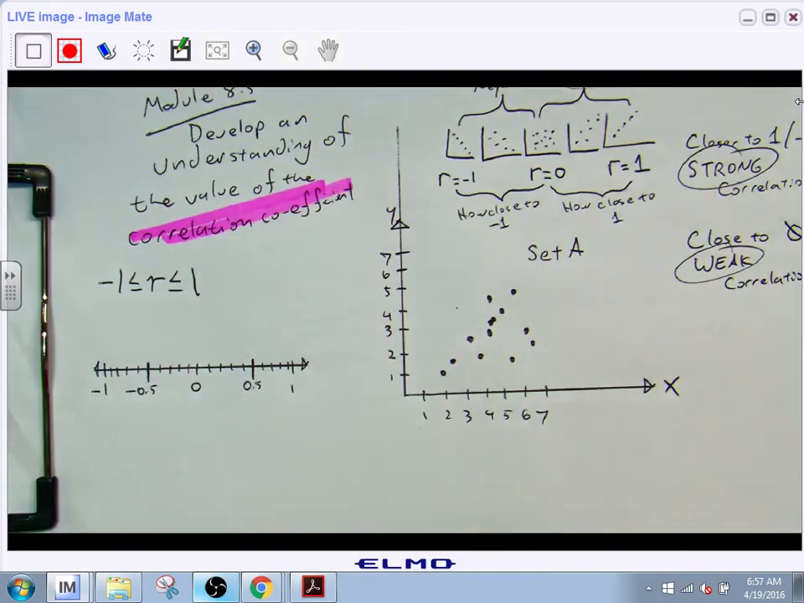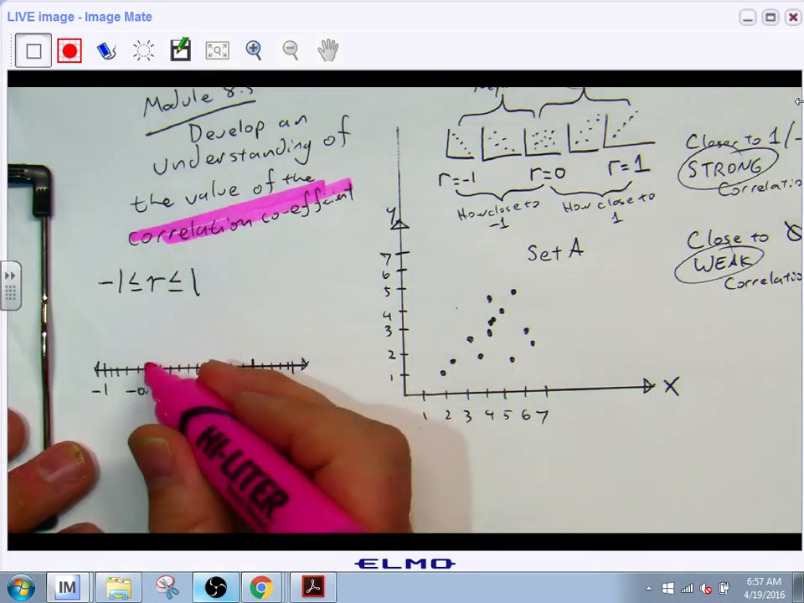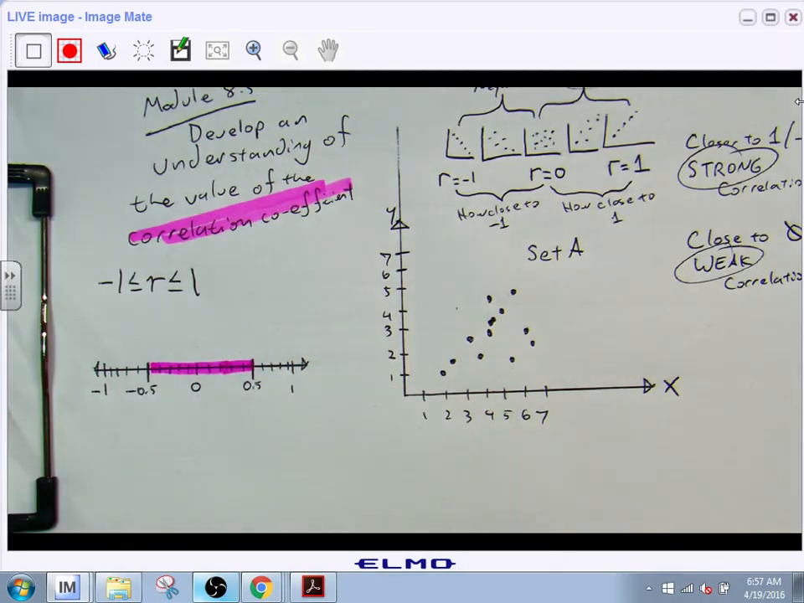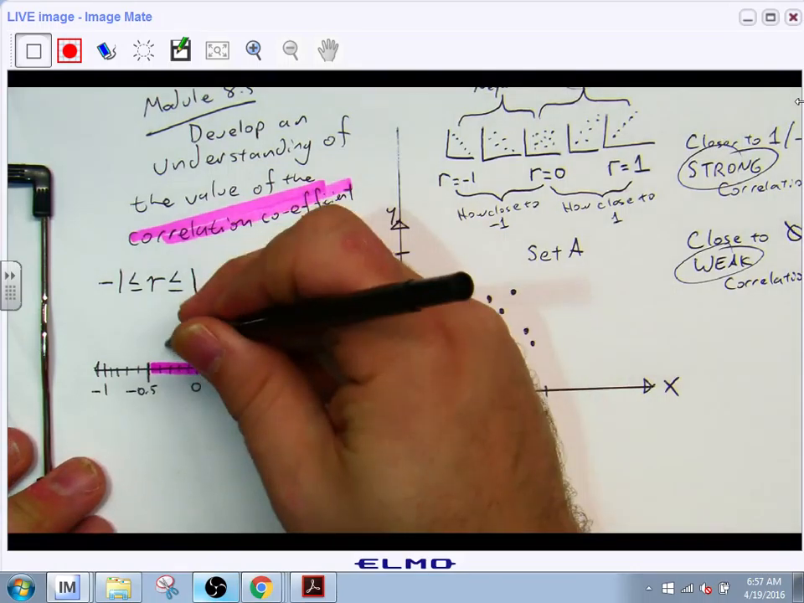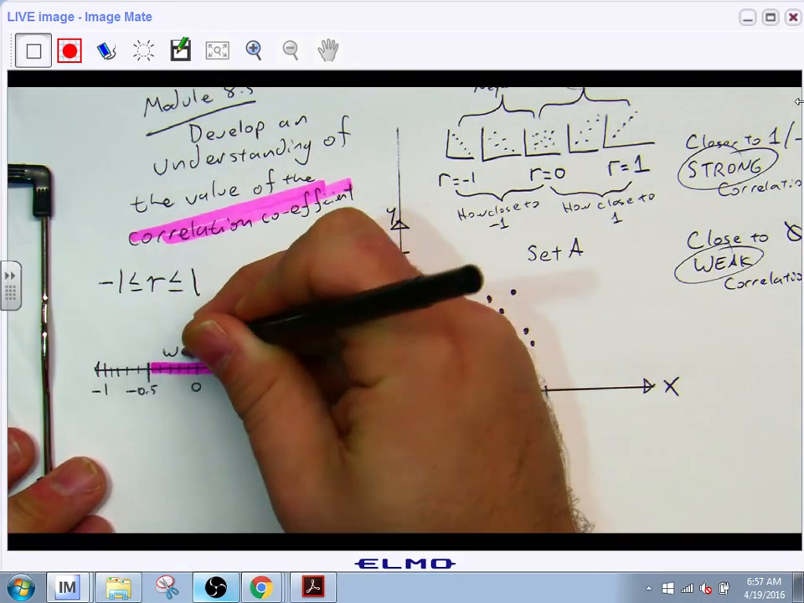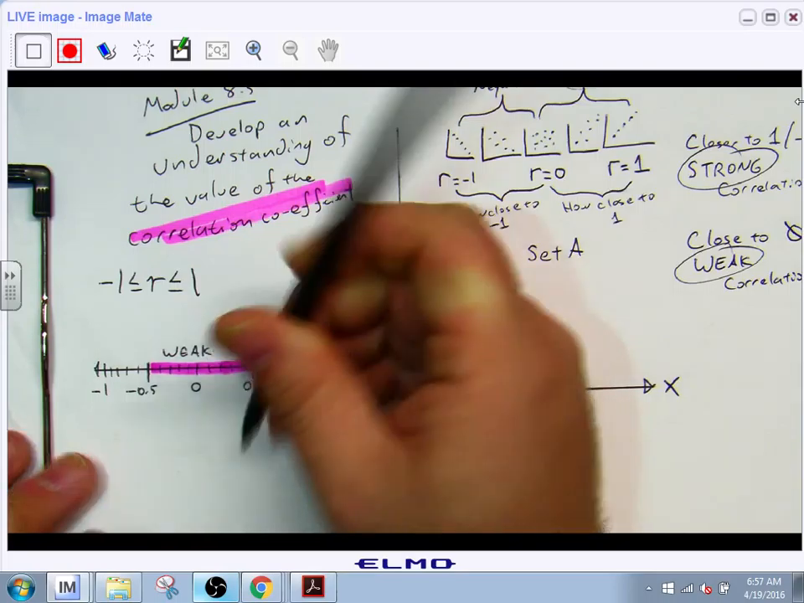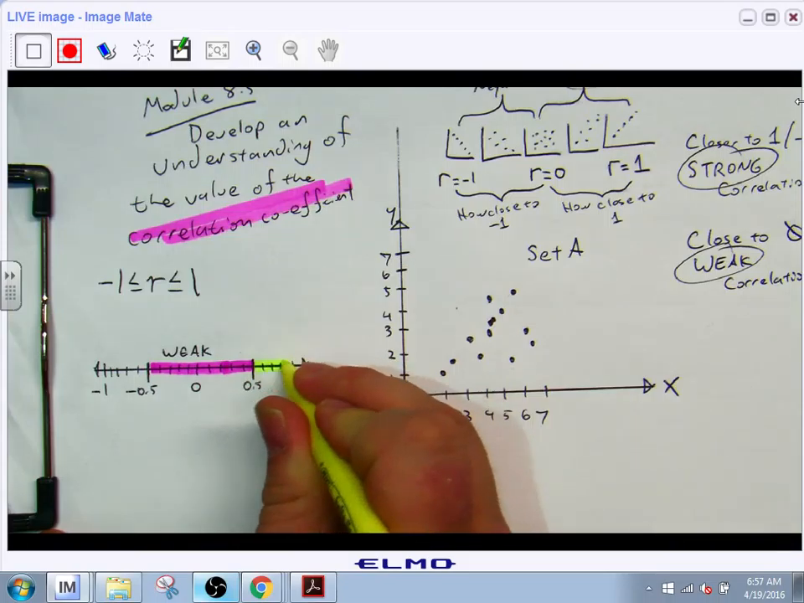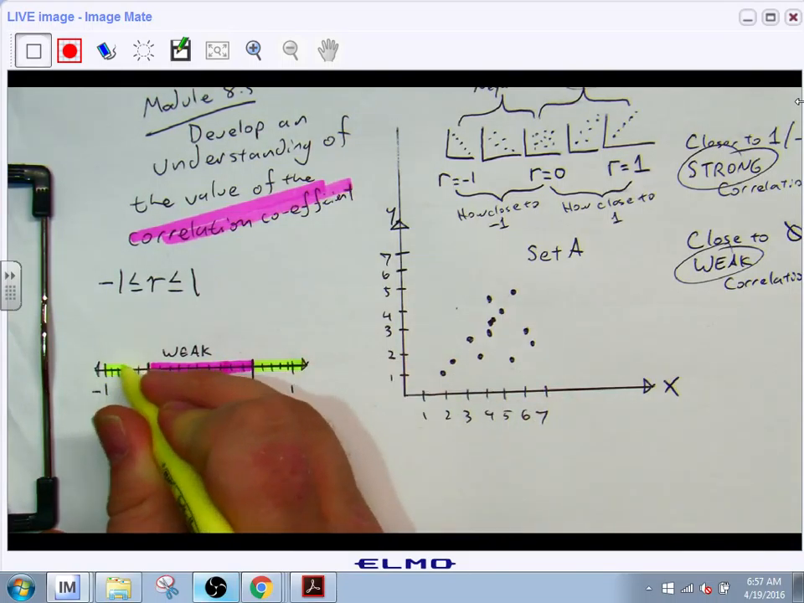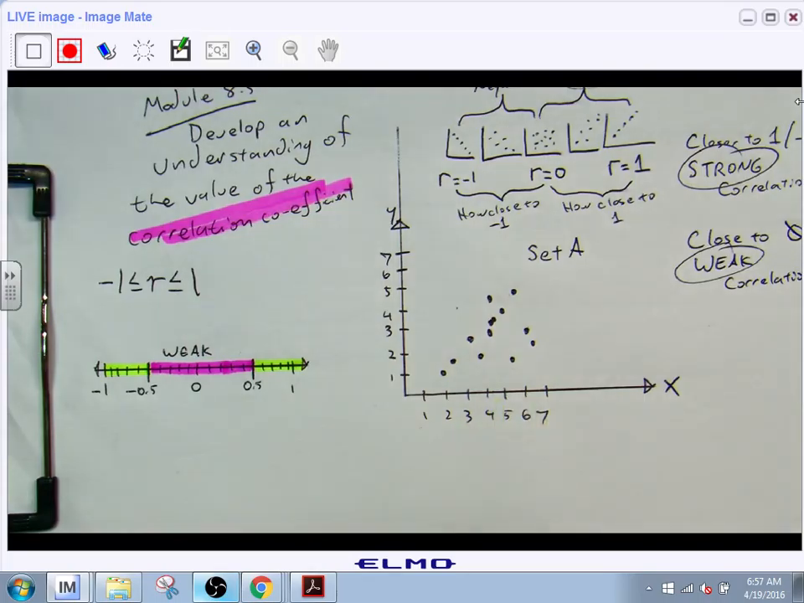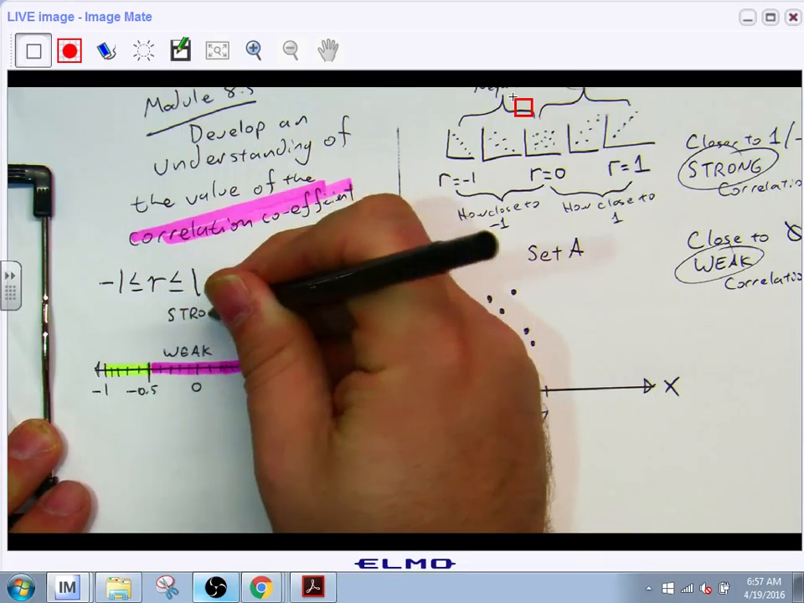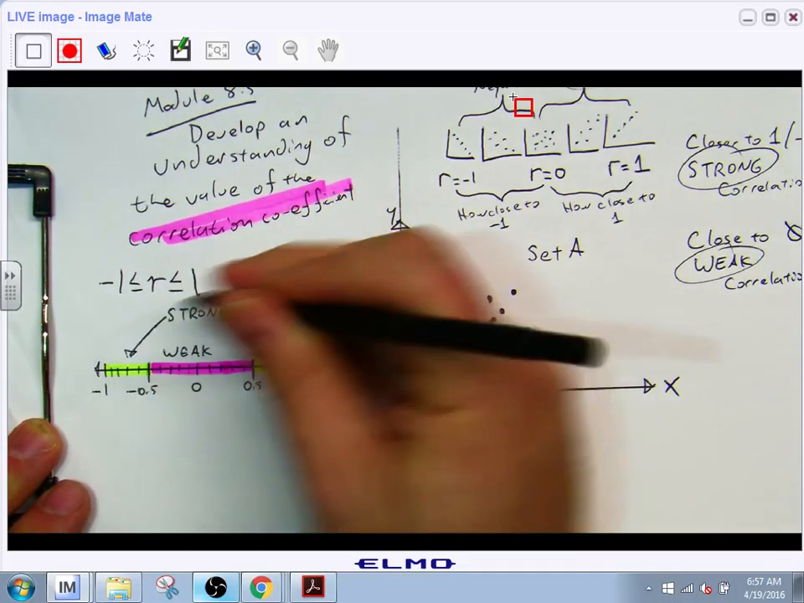Whatever our R is on this spectrum, we're looking at two metrics. First of all, positive and negative. But if it's anywhere in here, from the negative 0.5 to the 0.5, we're going to call this weak. However, if it's here or here, if it's closer to our ones, whether it's the positive one or the negative one, either of these are going to be strong. Yellow is strong.